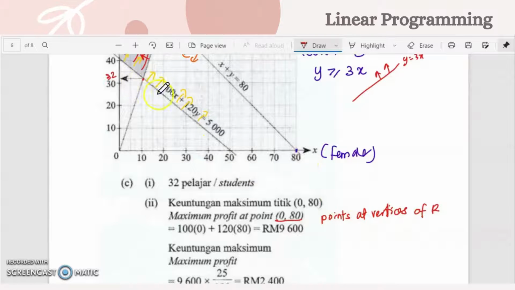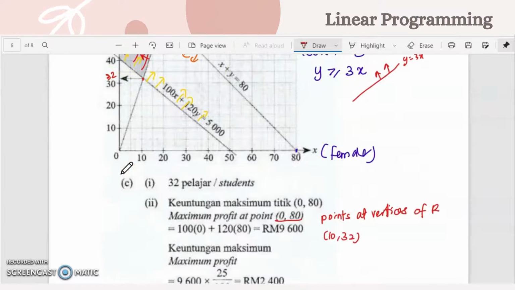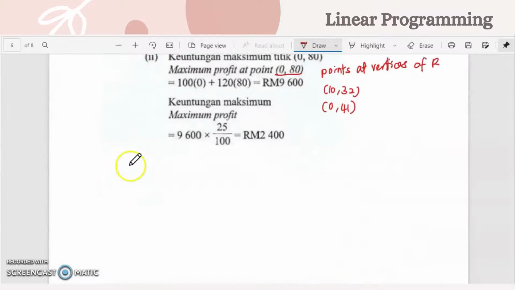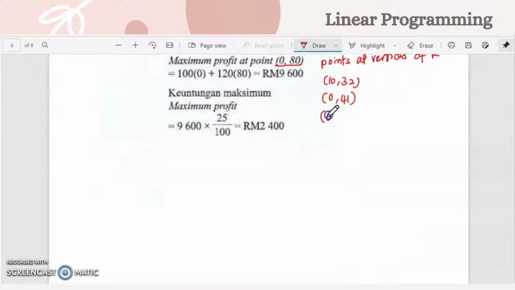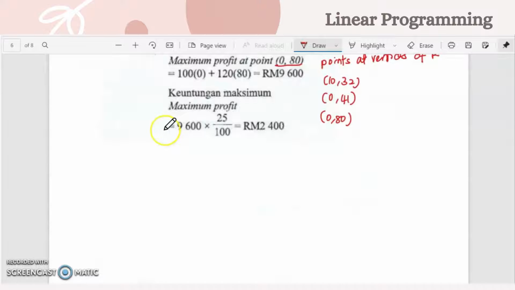So kita ada points at vertices of R. The first one is (10, 32). Okay, and then kita ada (0, 41). And then kita ada (0, 80). And the last vertex here is (20, 60). Okay. So, sebenarnya awak kena cuba-cuba lah masukkan value. Which one has the greatest maximum profit.